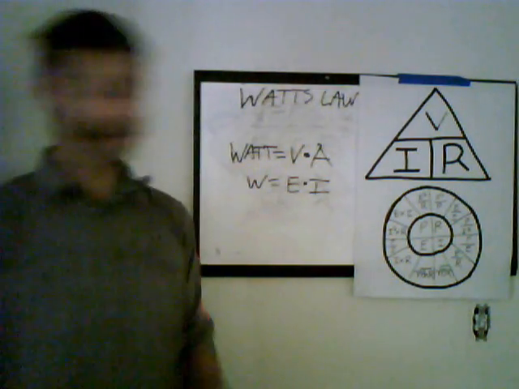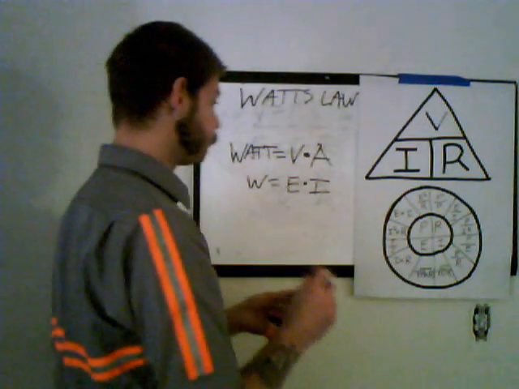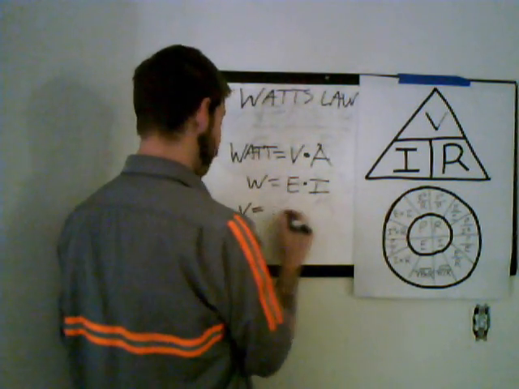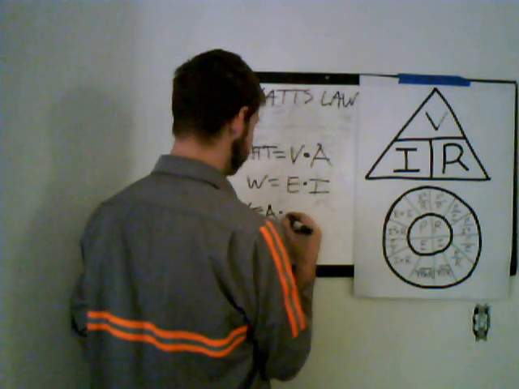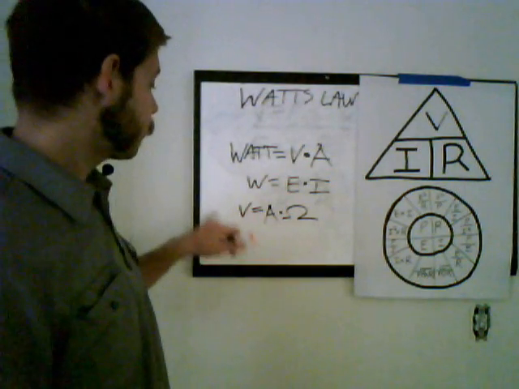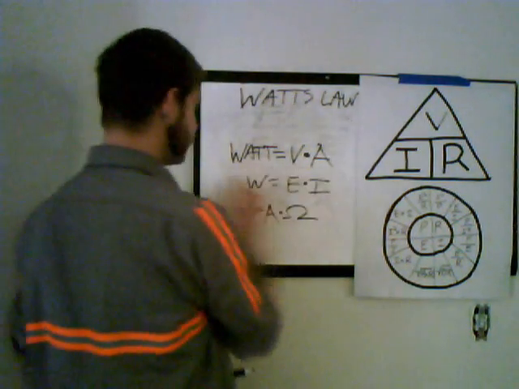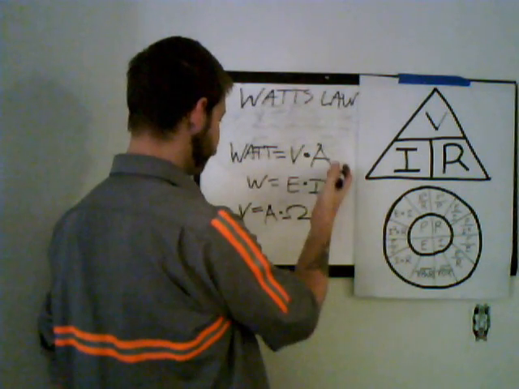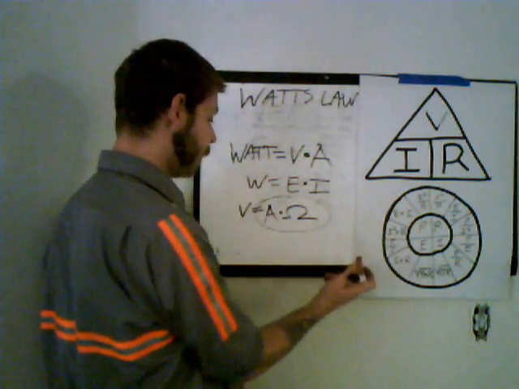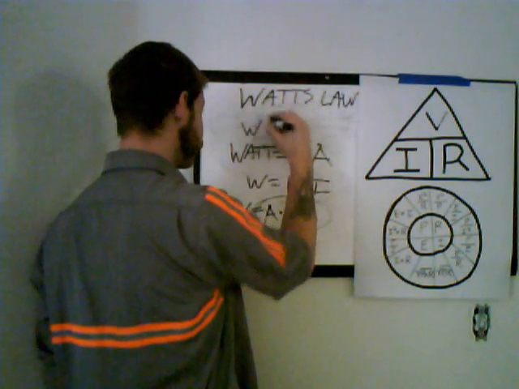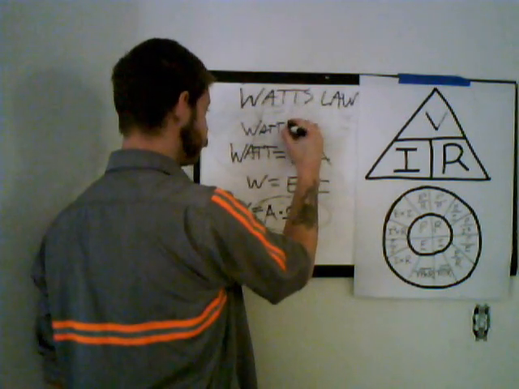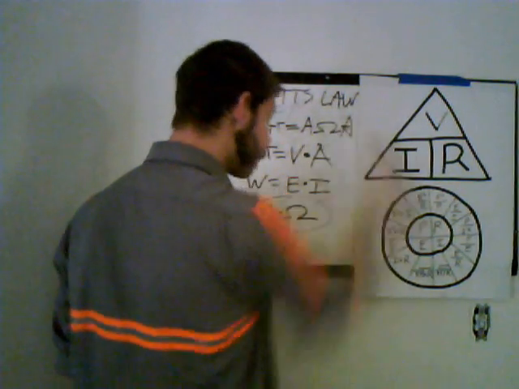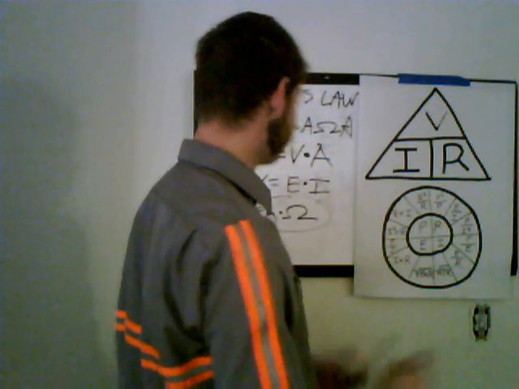Okay, so the other effect of having Watt's law: if you combine Ohm's law, V equals amps times ohms, and you stack it into Watt's law, what is a watt equal? A volt times an amp. And a volt equals an amp times an ohm. So a watt equals an amp times an ohm times another amp, and you have a watt equals the amperage squared times the resistance.